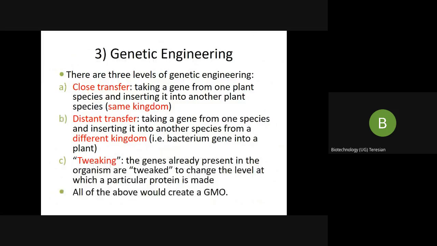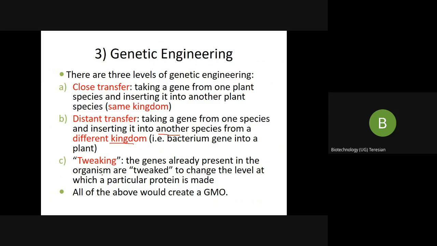In crop improvement, we can use three genetic engineering techniques. One is close transfer, that is, taking a gene from one plant species and inserting it into another plant species of the same kingdom. Another is distant transfer, taking a gene from one species and inserting it into another species from a different kingdom. It may be a bacterium: from the bacteria, you take the gene and put it into a plant. They are two different kingdoms, one plant and one microorganism.